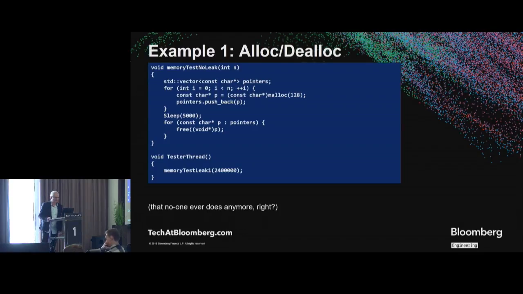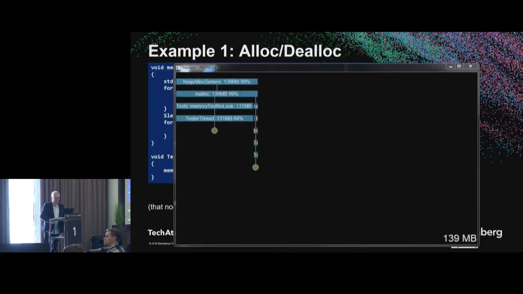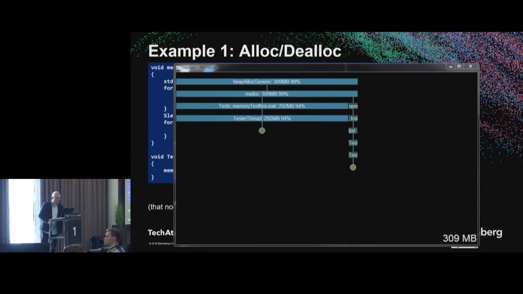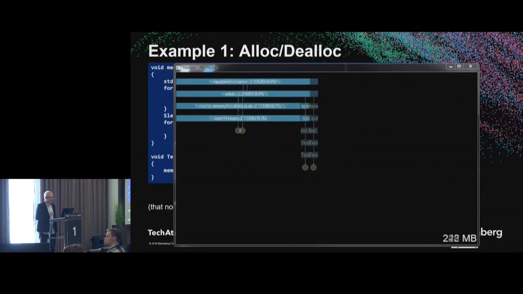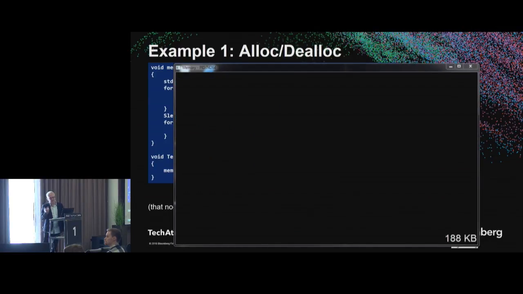So here's a piece of code. Nobody writes code like this anymore, right? Nobody calls malloc directly. Who knows? Very, very simple piece of code that allocates some memory and then waits and then frees it. What actually happens? There we go. So you can see that. That's actually showing the call stack that's allocated the most memory, waited 5 seconds, went away.